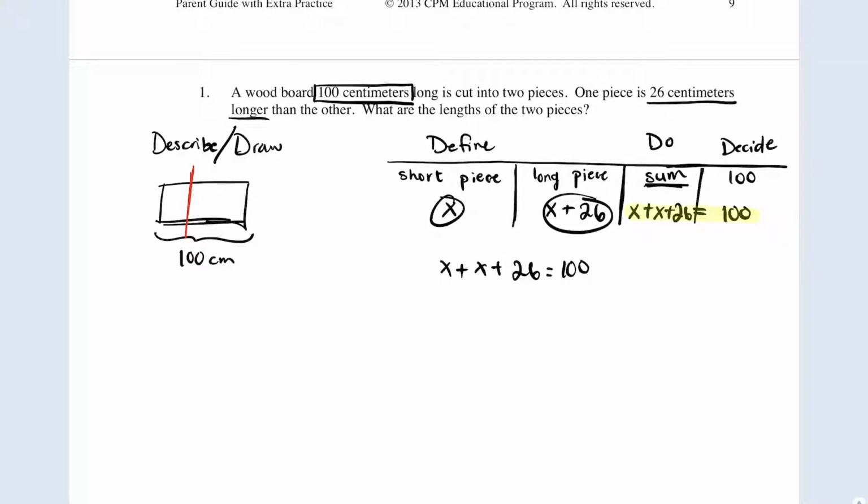Okay, now we're just going to combine like terms. I have an x and an x. I add them together, I get 2x. Can't add the 26, so I'm going to keep it separate. And hey, look, I have a two-step equation that I now can solve.